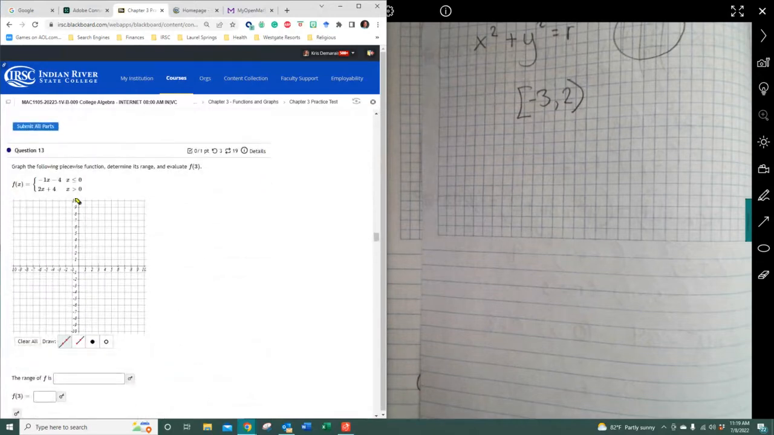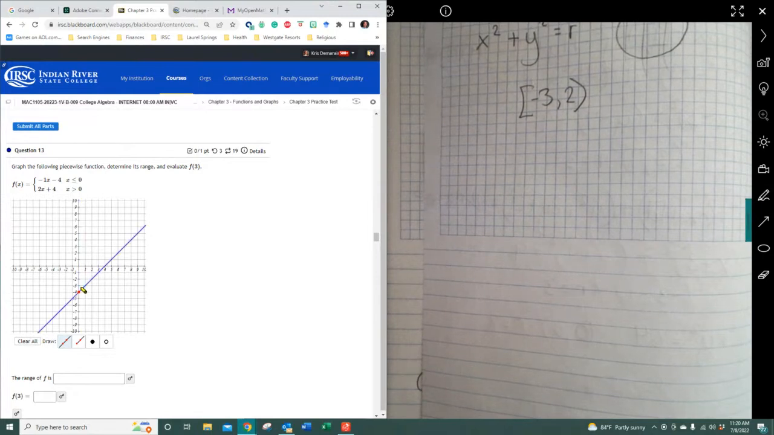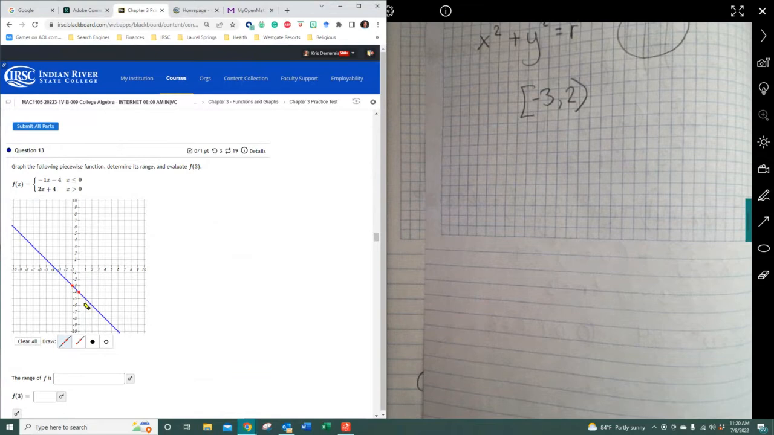Question number 13 is a piecewise function. You go ahead and graph each function based off of the parameters. Now the parameter is at 0, so then that's the changing point. We go ahead and graph from the left side inclusive this function. So we're going to put a point here, and it's going to go down 1 over 1. So when we're looking at that, that means it's going to go up 1 over 1. And we're going to be doing a function.